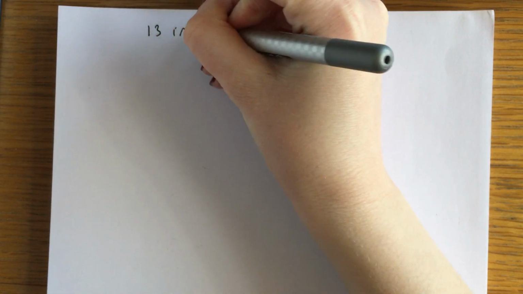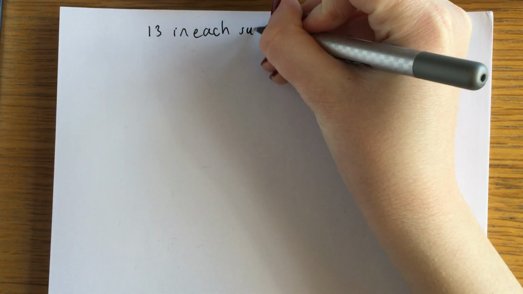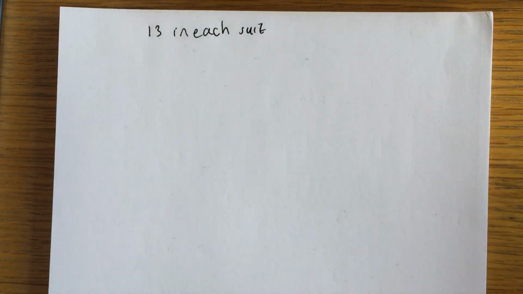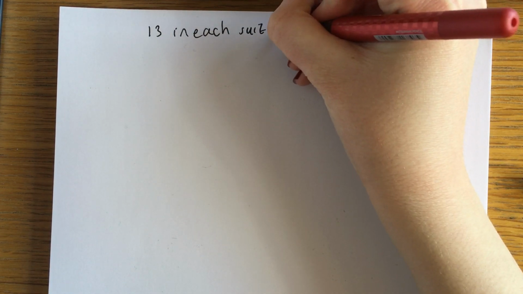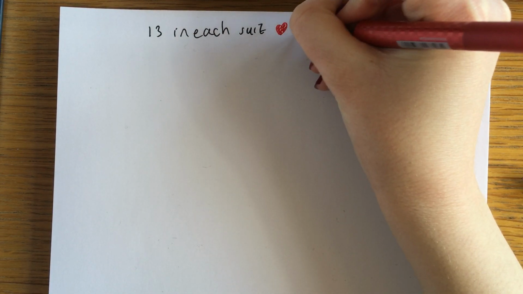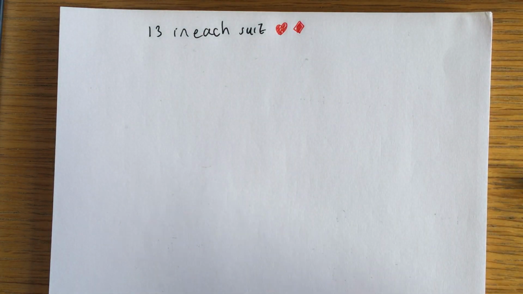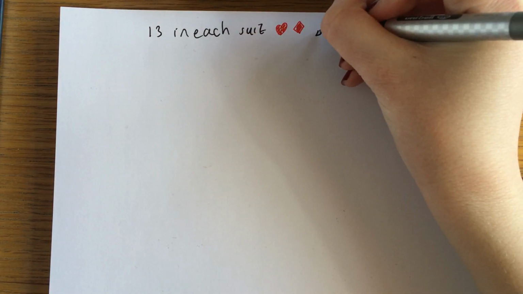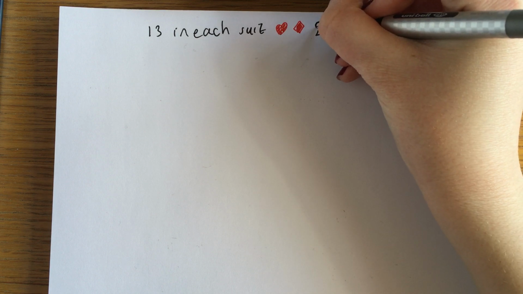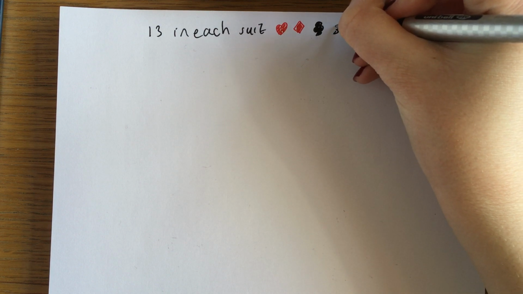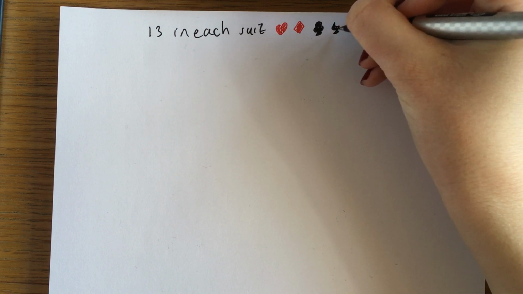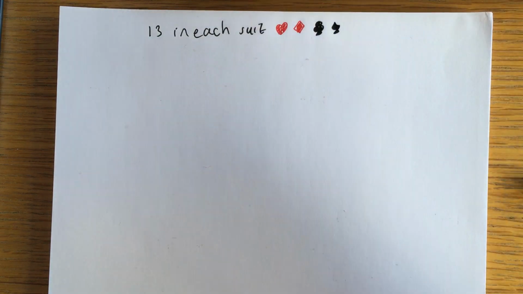In case you don't know, there are 13 cards in each suit, and we have our red cards, which are hearts and diamonds, and our black cards, which are clubs, which I almost forgot how to draw, and spades. That's a really rubbish spade. It looks more like a little duck, but you catch my drift.